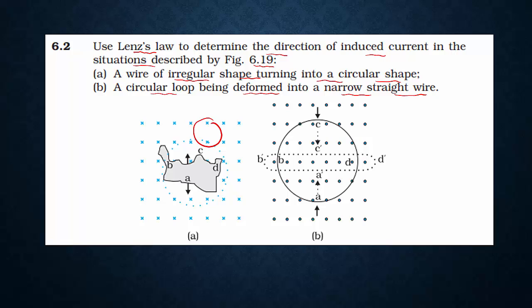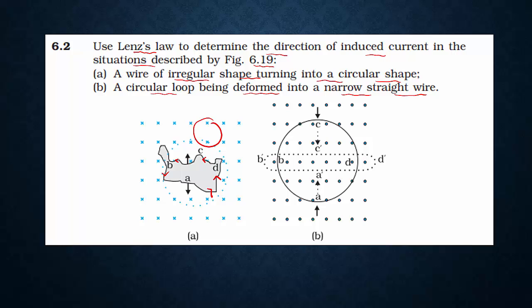In which direction is the current flowing? It is flowing along A, D, C, B, A. It is in the anti-clockwise direction because, according to Lenz's law, the induced current should produce magnetic flux in the opposite direction of the original flux. Come to the second diagram.